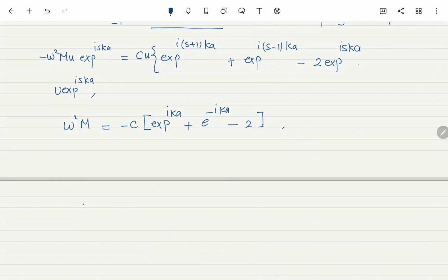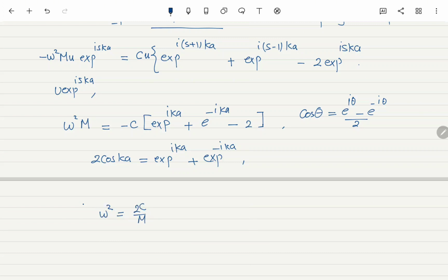Now let's use the cosine identity here. Cosine theta is equal to e to the i theta plus e to the minus i theta, over 2. If we use this here, we will see that 2 cosine k a equals exponential i k a plus exponential minus i k a. Therefore, the dispersion relation is omega squared equals 2C over m times 1 minus cosine k a. And this is called the dispersion relation.